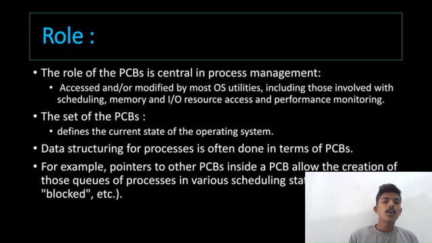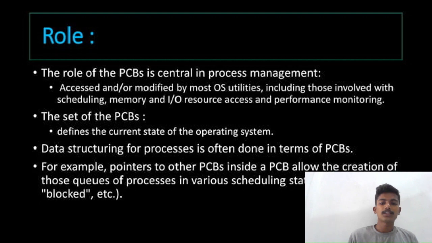So now let us see what is the role of process control block. The role of process control block is central in process management. It plays a major role in managing the process, accessed and or modified by most operating system utilities, including those involved with scheduling, memory, and input-output resource access and performance monitoring. So the set of the process control blocks defines the current state of the operating system.